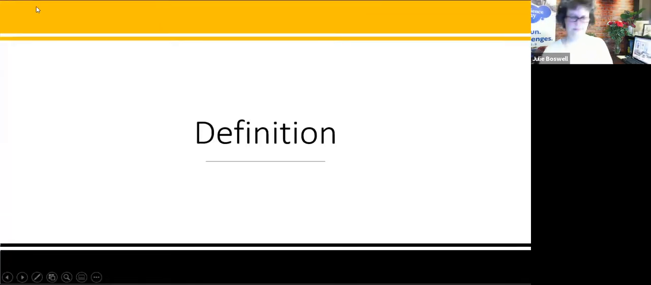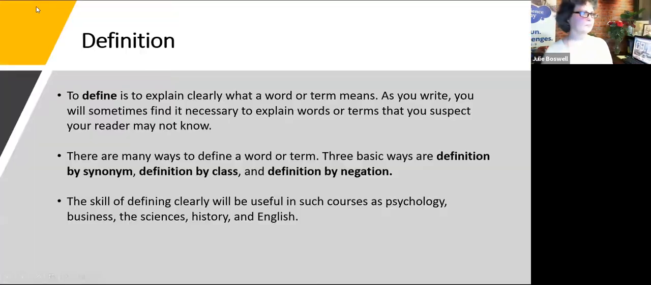Oh, definition. That's big. To define something is to explain clearly what a word or a term means. As you write, sometimes you'll need to explain words or terms that you suspect your reader won't know. You could put them in parentheses, I suppose, or you could just define them. There are three basic ways: by synonym, a word that means exactly the same; definition by class; and definition by negation.